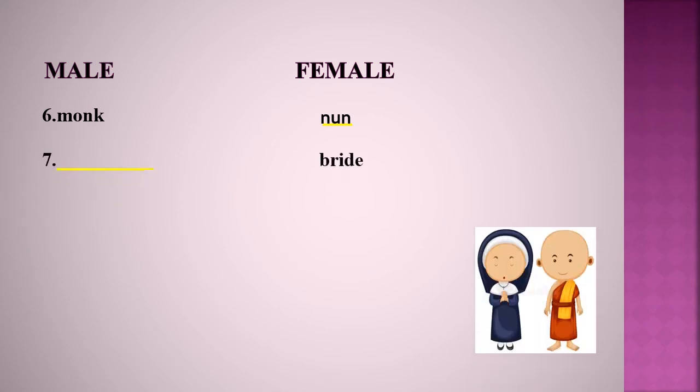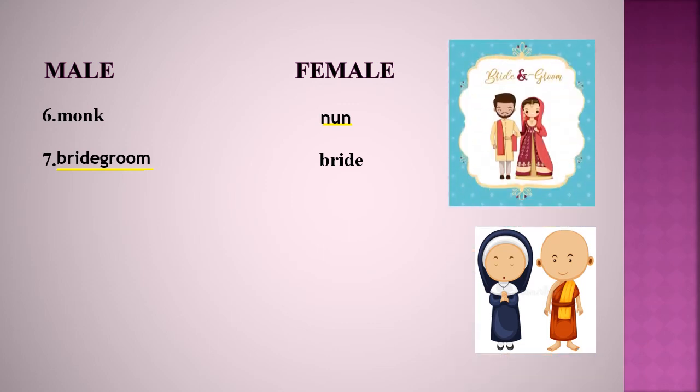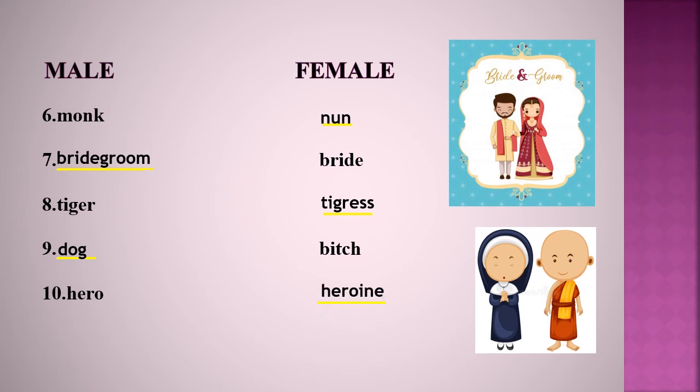Number 7, bride is given. You have to write its male. Bridegroom. Bridegroom and bride mean dulha or dulhan. Number 8, tiger. You have to write its female. Tigress. Number 9, female bitch is given. You have to write its male. Dog. Number 10, hero. You have to write its female. Heroine.